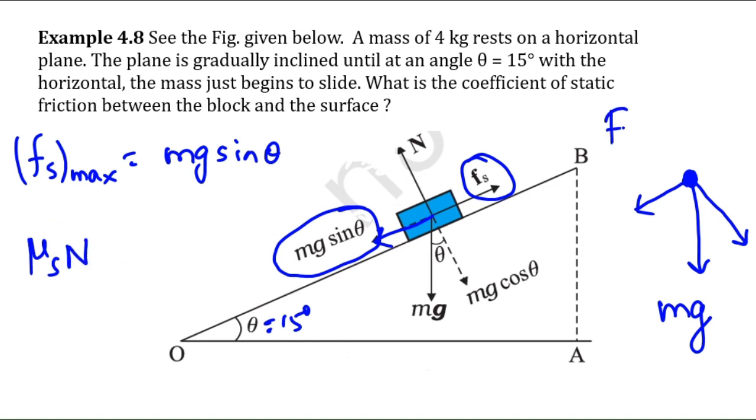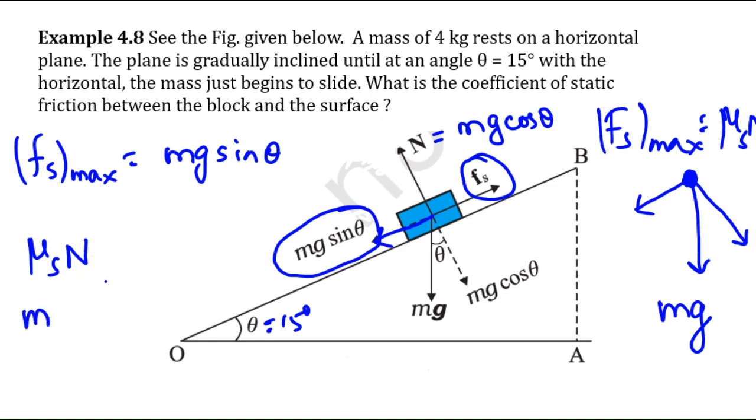Yes, we know about it. The limiting value of static friction is mu s into normal. What is the value of N? If there is no acceleration along the direction perpendicular to this inclined plane, then this normal should be equal to mg cos theta. So here N can be replaced by mg cos theta.